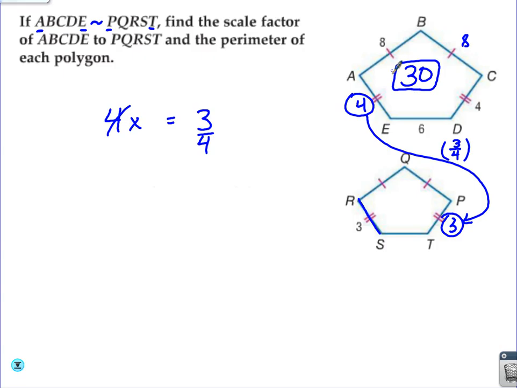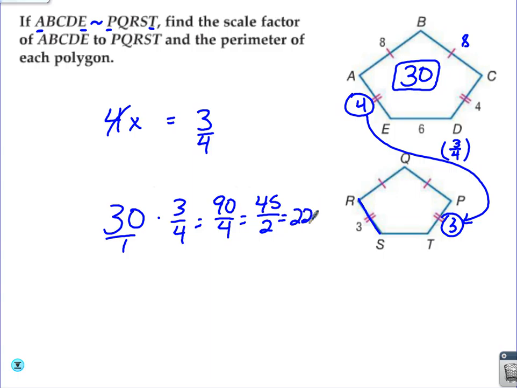If the perimeter of your first shape is 30, then all you have to do to find the perimeter of your second shape is multiply by that scale factor. You do 30 times 3/4, or 3/4 of 30, and that's going to give you your new perimeter. That's 90/4, 45 halves, or if you want to divide it, that's going to be 22 and a half.